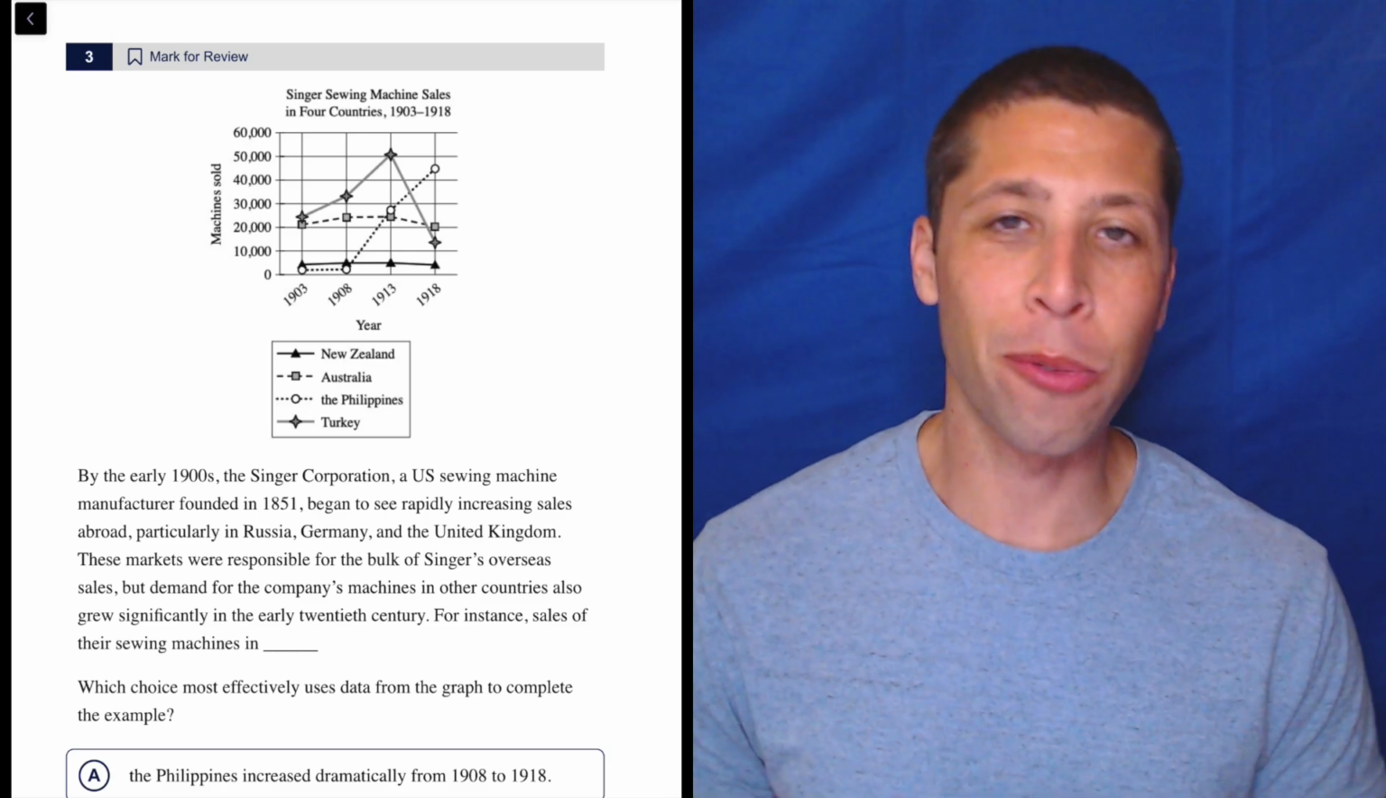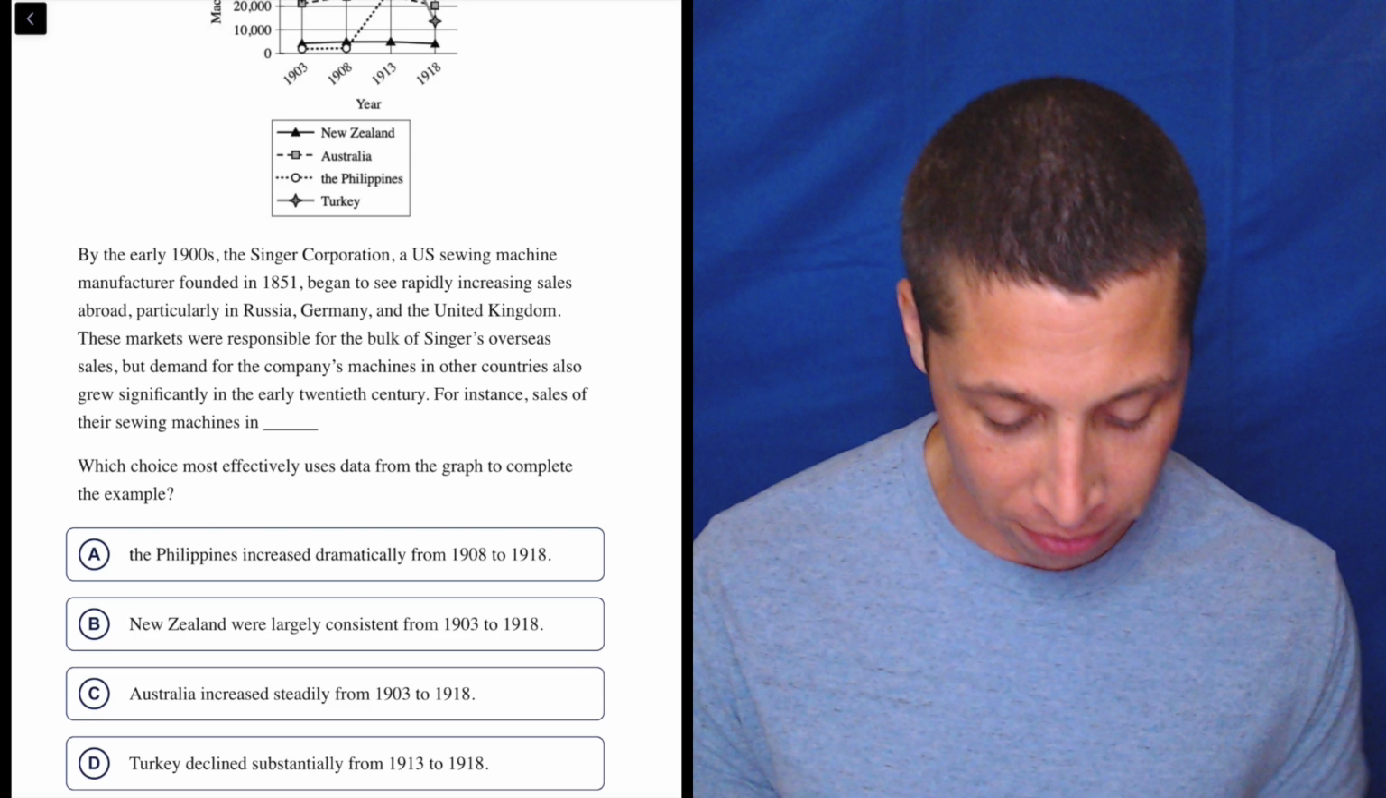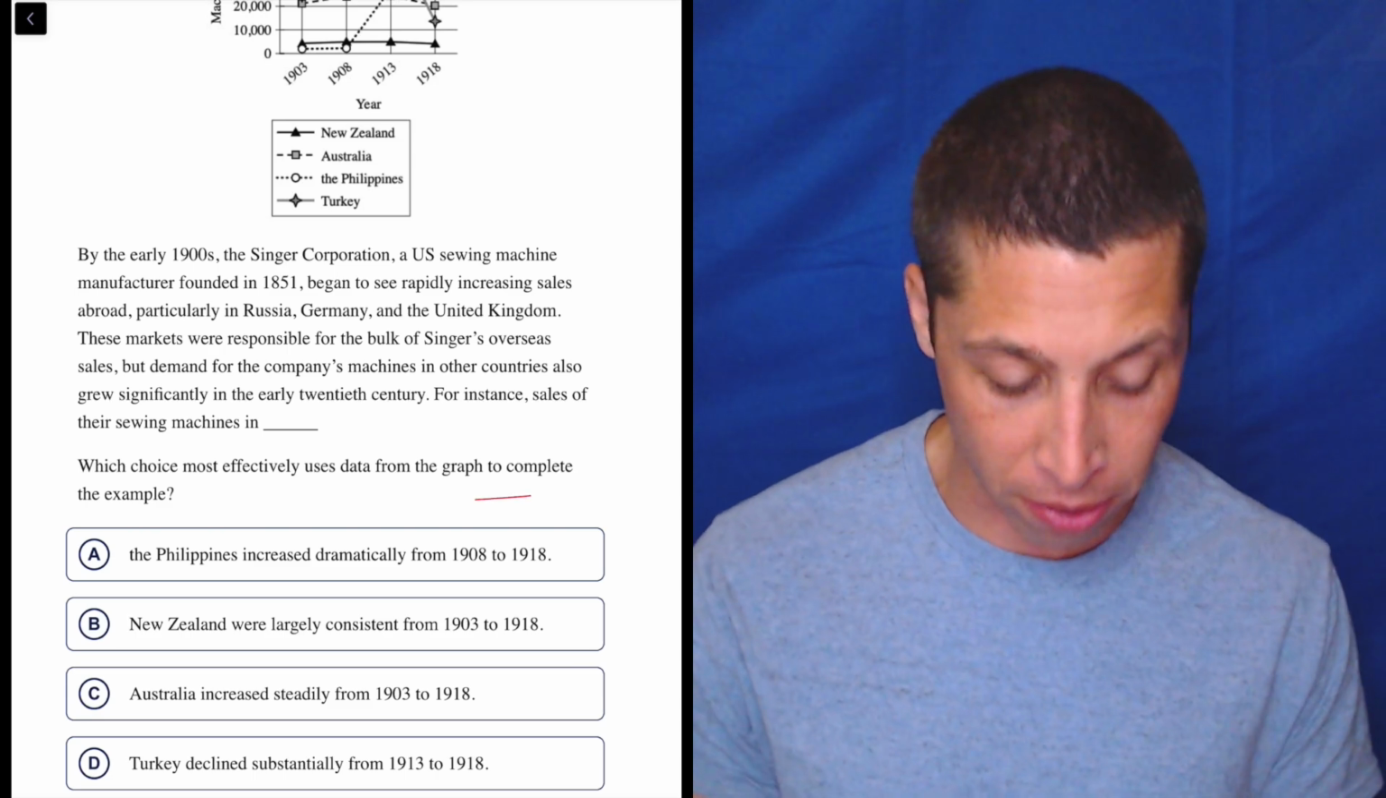All right, let's just get right into this one. No need to talk about all these things. I don't know what this chart means, so let's look at the paragraph. We're just completing the example, so nothing weird here.